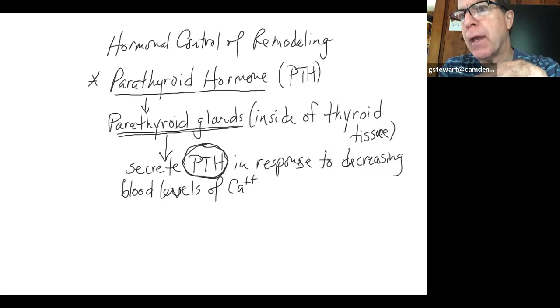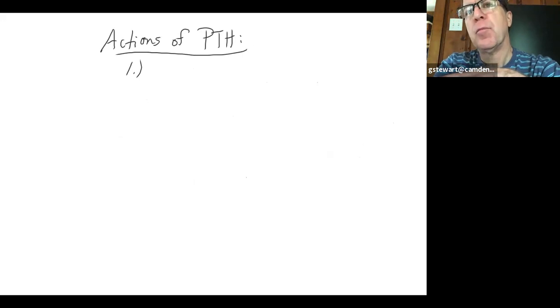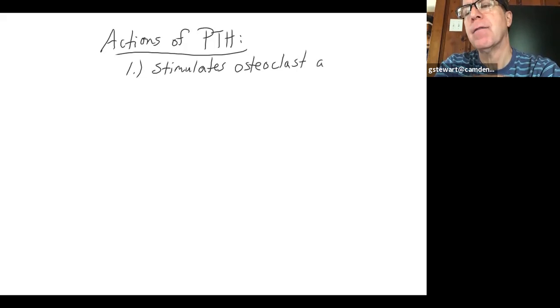I'm going to go to a new page, even though I have a little bit of white space left, because I'm going to write the actions of parathyroid hormone, PTH. I'm going to list them as 1, 2, and 3. First, PTH stimulates osteoclast activity.